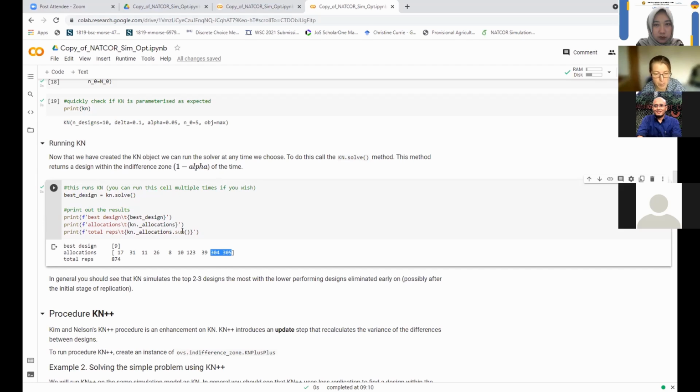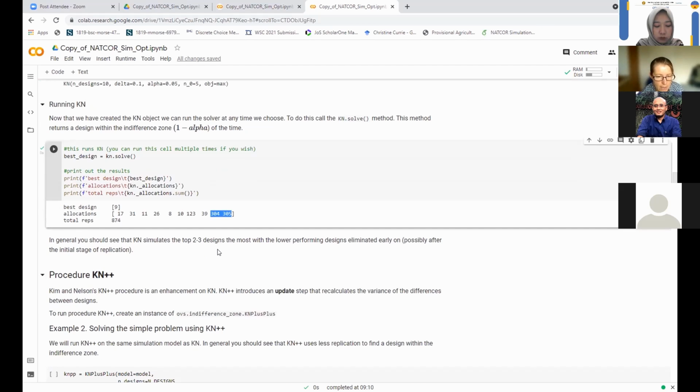So remember, Python goes 0, 1, 2, 3, 4, 5, 6, 7, 8, 9. So these are the 9th and 10th designs, but indexed as 8 and 9 in Python. And it did come out with the right answer, but it did take quite a while to get there. And as it says, you should see KN simulates the top 2 to 3 designs the most, with the lower performing designs eliminated early on, sometimes after the initial stage of replication.